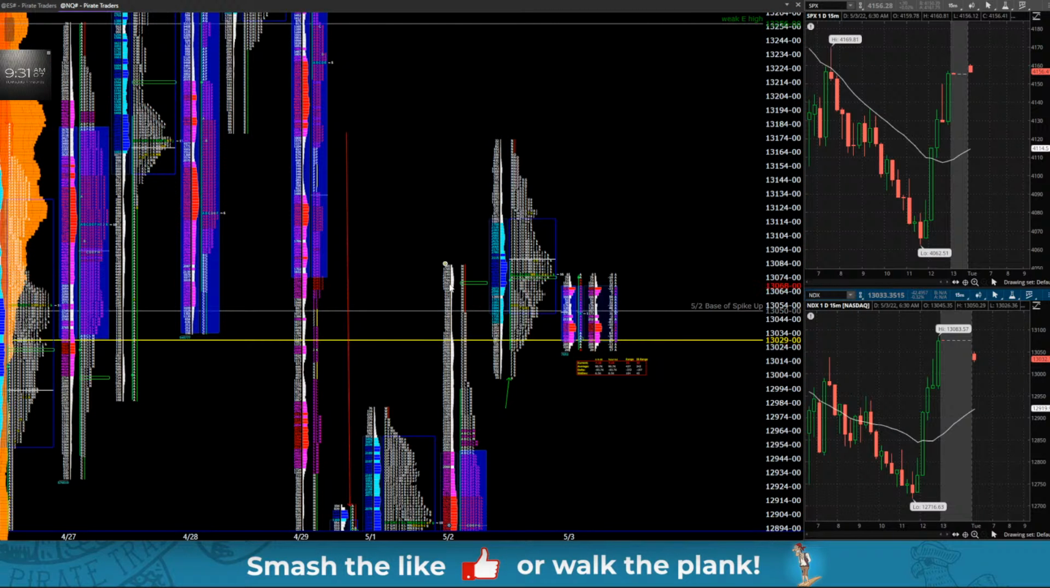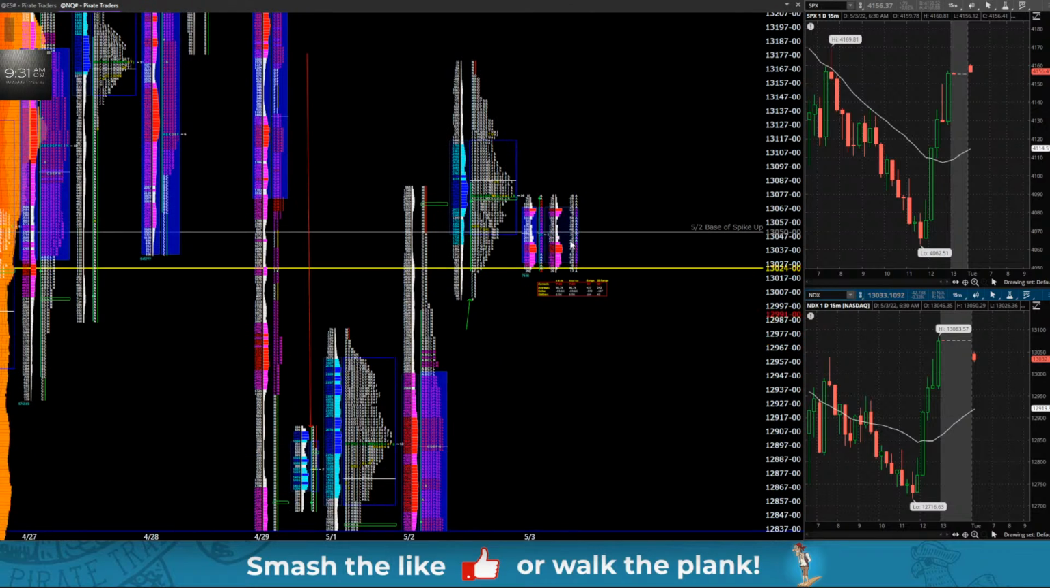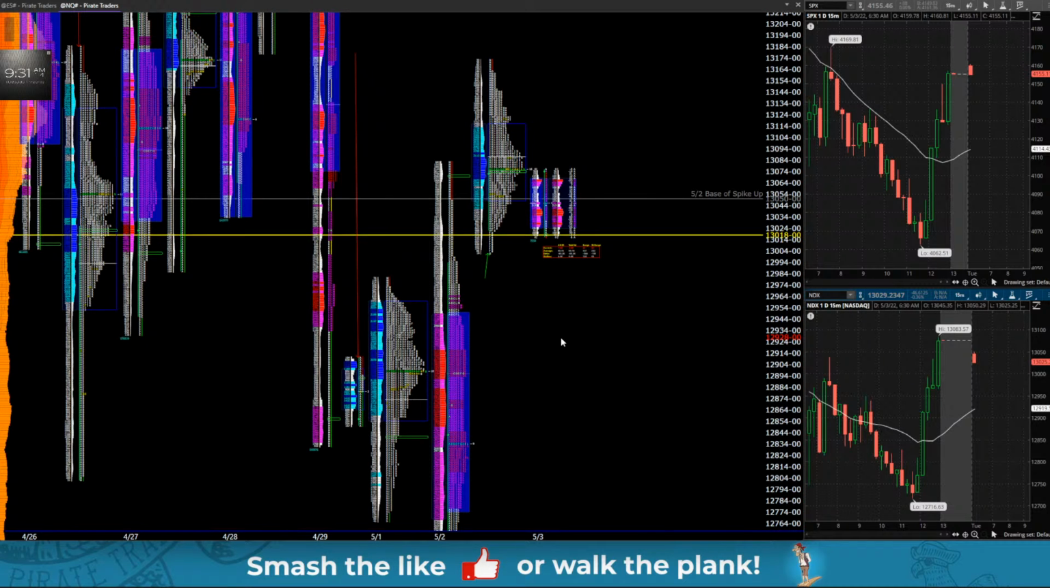Okay, so the NQ did open inside the spike, but is immediately pushing lower. So we can expect chop on there as well. Next support is 12,970.